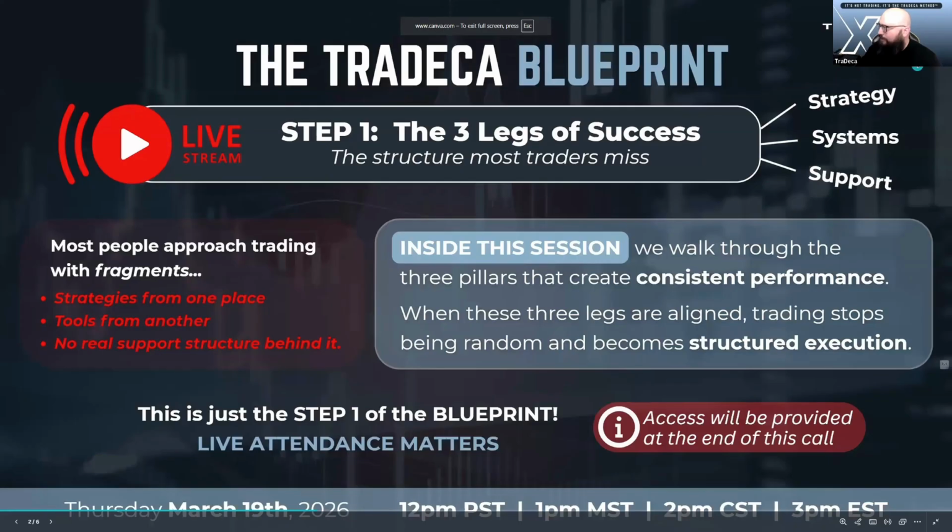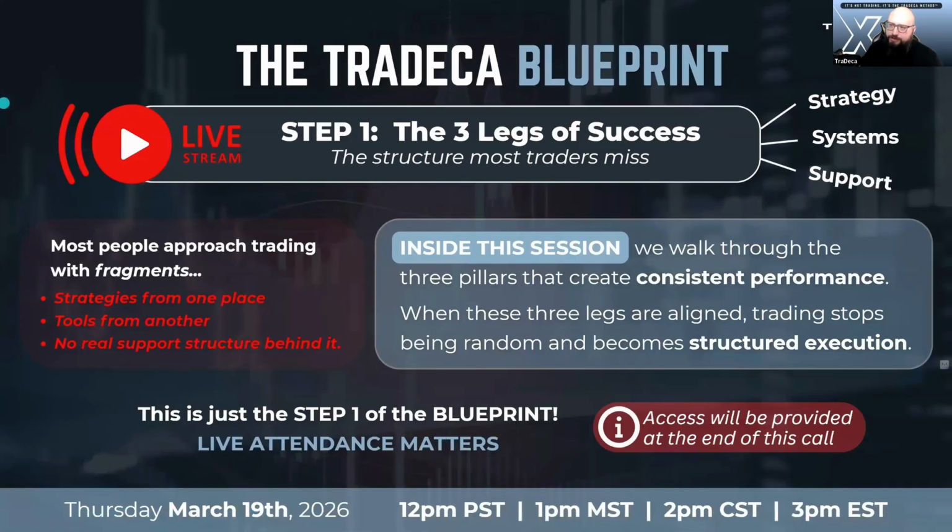So we've created an outline that we're calling the trading blueprint, and we're going to talk about one part of that here today. Let me share and let me present it. So step one in that blueprint is this. It is the 3 legs of success. It's the structure that traders are missing at the end of the day.